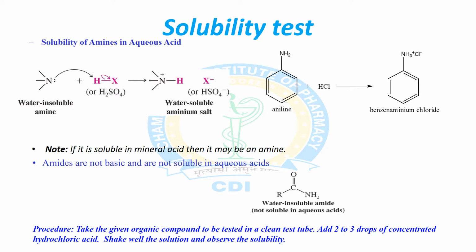In the procedure, we usually take the given organic compound which needs to be tested in a clean test tube, and 2 to 3 drops of concentrated HCl are added to that. Shake the solution and observe the solubility. If it is soluble, then that would be an amine.